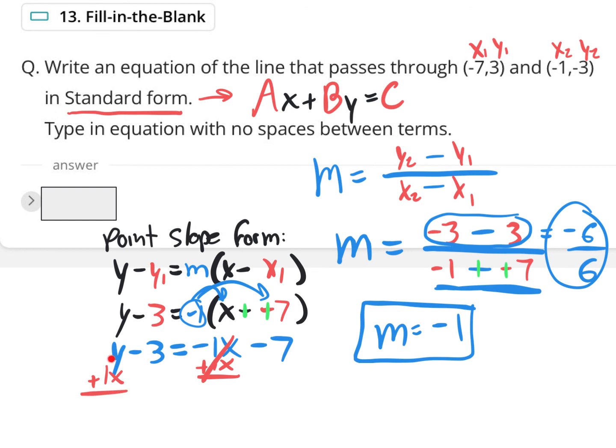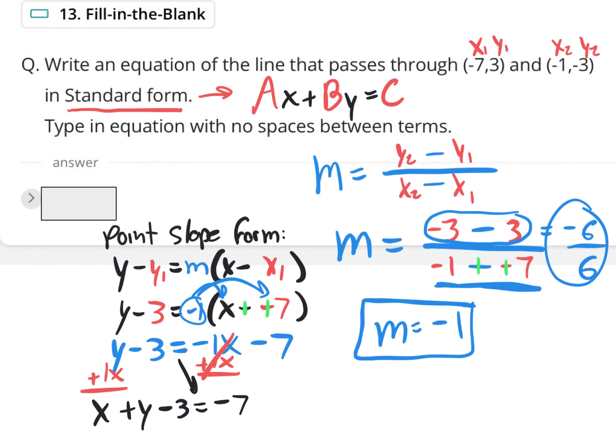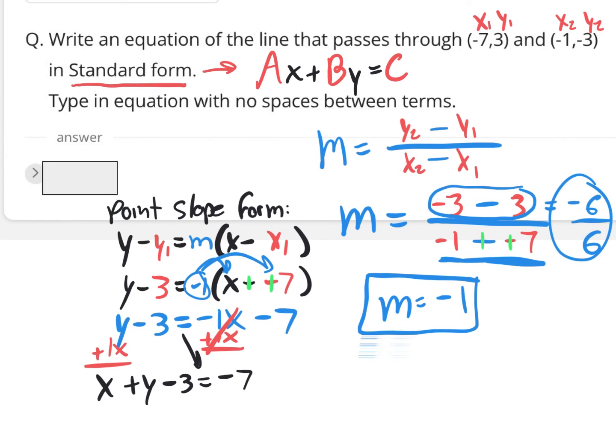Now we know we can't really add y's and x's, so I'm just going to rewrite it. That's a 1x plus y. Let's write the minus 3 over again. The equal sign comes down, and the minus 7 is all that's left on the right side of the equal sign. So now at this point, what I want to do is move that minus 3 over to the other side. So I'm just going to add 3 here, add 3 over here, and this is my final answer. x plus y equals negative 4. Why negative 4? Because negative 7 plus 3 is negative 4. That's my standard form equation.